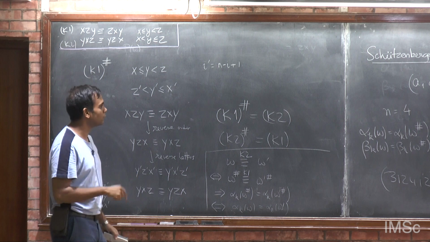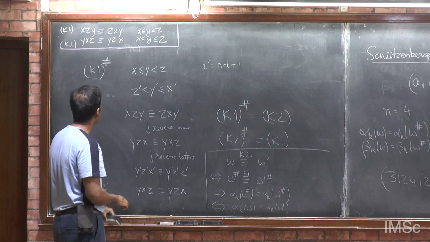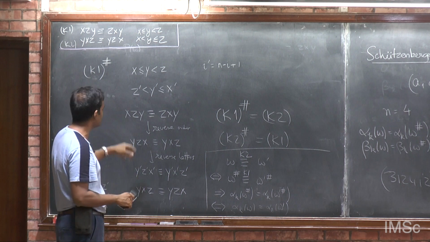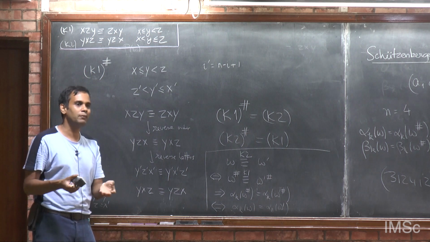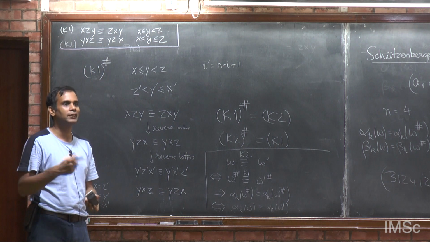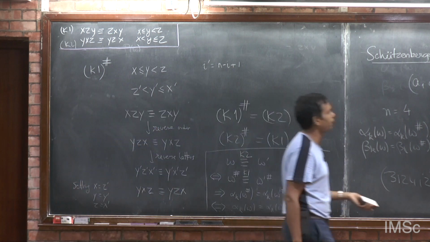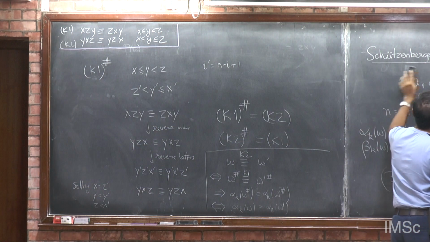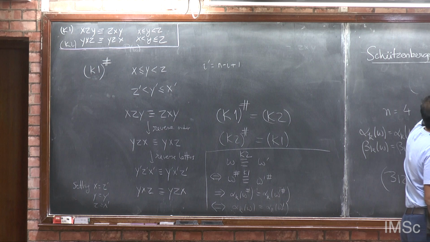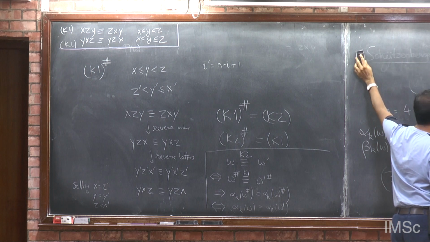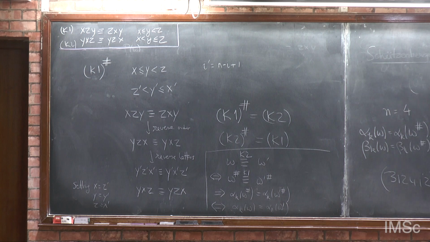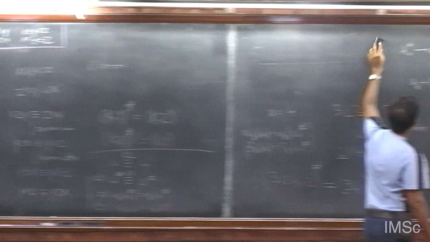Now for betas you have to do the same kind of argument. It's very similar in the sense that the same kind of steps come up, and the clever step is more or less the same.